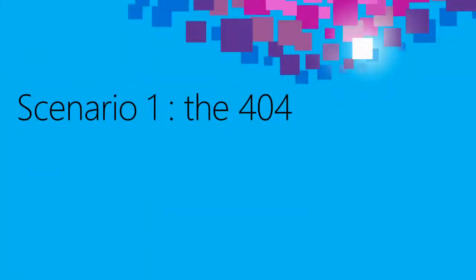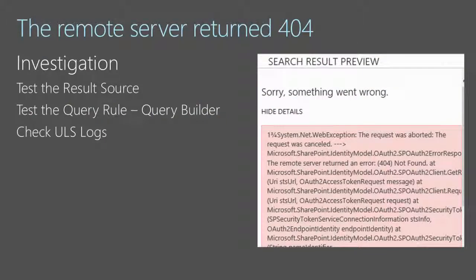Thank you, Neil. So the first scenario, as Neil mentioned, the end result of all of them is no hybrid search results, or Business Connectivity Services is not rendering the data. That's common. That doesn't change, right? If that had changed, it would have been awesome. But the first one was a couple of months back when we did the same test result source. What we see is a System.Net.WebException, the request was canceled, and the remote server returned a 404.